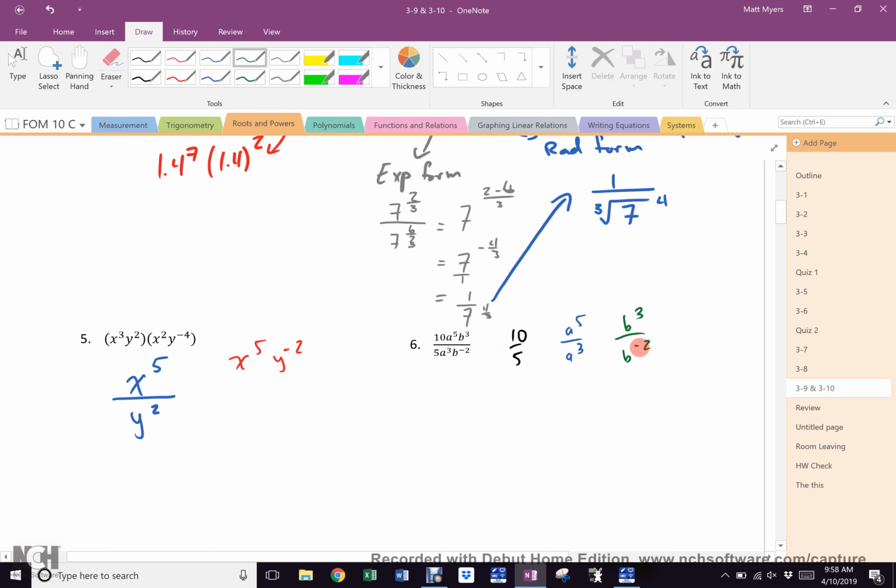Right? What is 10 divided by 5? 2. What is a to the 5th divided by a to the 3rd? That's a to the 5 minus 3, which is a squared. And what's b to the 3 divided by b to the negative 2? That's b to the 3 minus negative 2, which is 3 plus 2, which is b to the 5th. So what's my final answer? 2a squared b to the 5th. Not hard at all when you split it up.